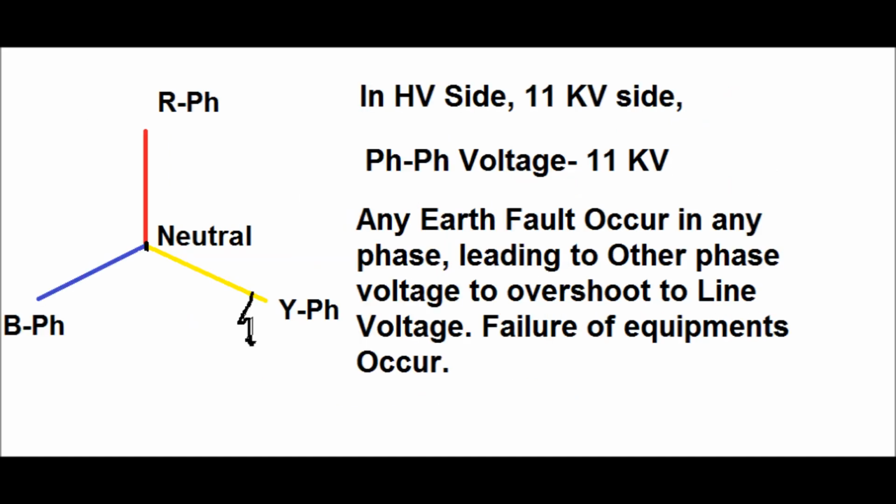Now consider again the case of the floating neutral on the HV side, that is the 11 kV side. The 11 kV side is star connected. If the neutral is not connected to the ground or earth, it is called a floating neutral. If any earth fault occurs in any phase, let's consider an earth fault in the yellow phase to earth, then the other phase voltage will overshoot to line voltage, and that will cause the failure of equipment such as LA, post insulator, and also failure of the transformer.